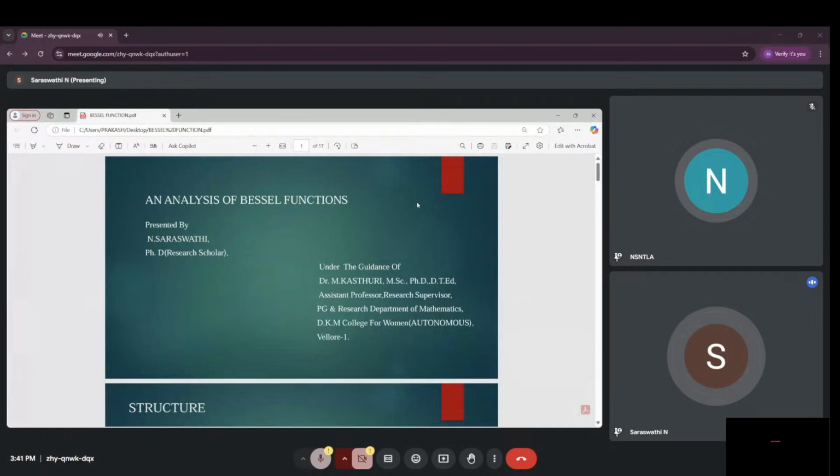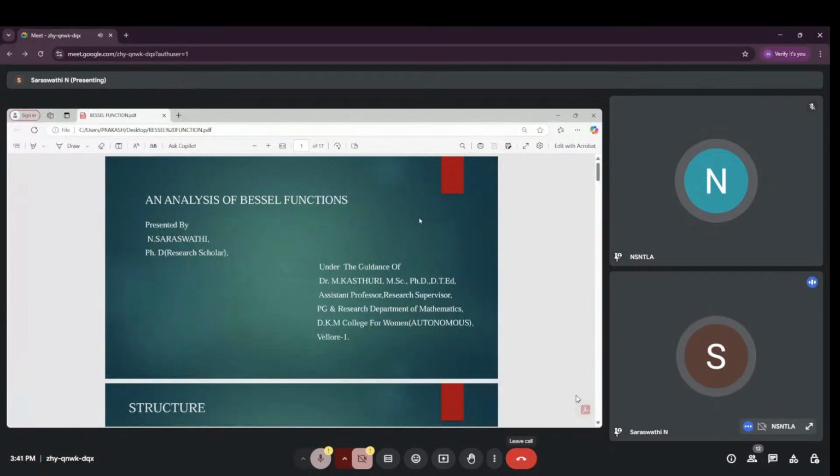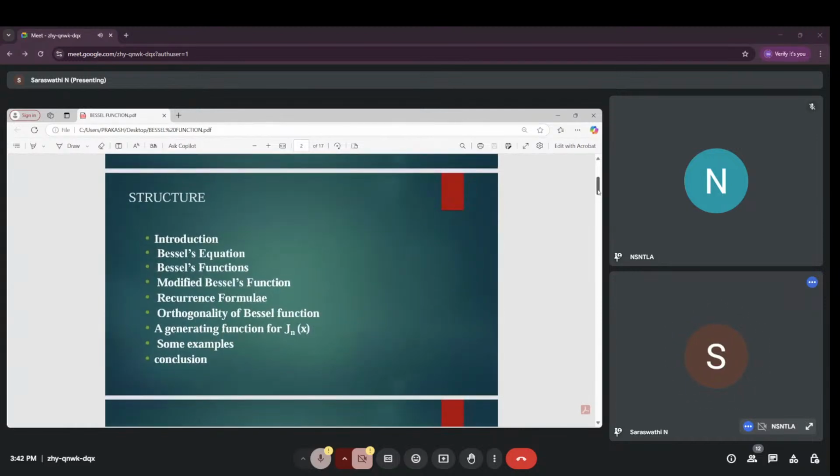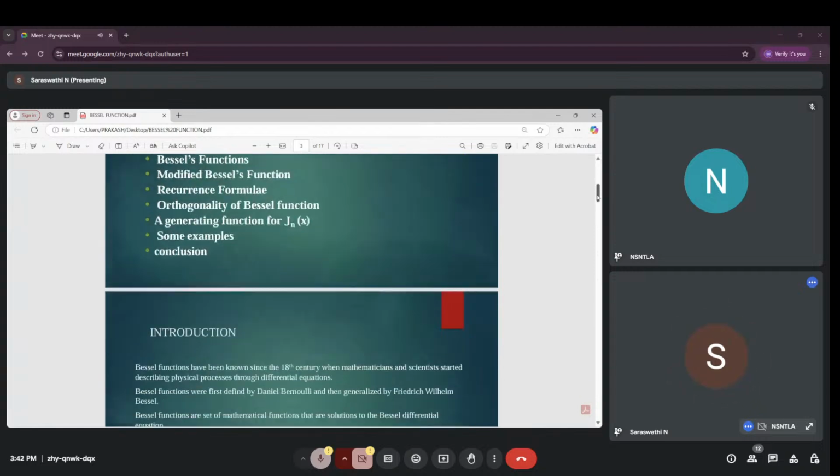Saraswati, research scholar, DKM College for Women, Vellore, Tamil Nadu, under the guidance of Dr. M. Kasturi, Assistant Professor, Research Supervisor, PG and Research Department of Mathematics, DKM College for Women, Vellore. The structure of the PPT is: introduction, Bessel's equation, Bessel's function, modified Bessel's function, recurrence formula, orthogonality of Bessel's function, generating function for Jn of x, some examples, and then conclusions.